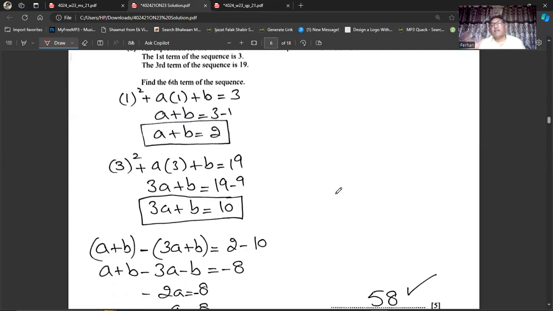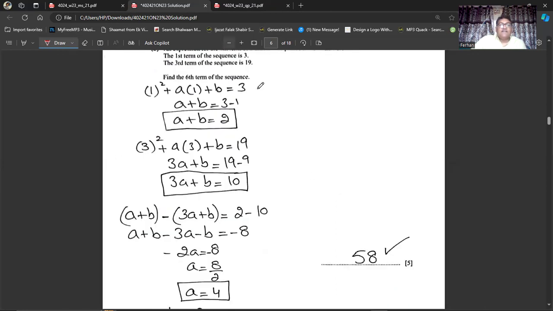So from the left side, I will subtract the left side. From the right side, I will subtract the right side. So you will have a plus b minus bracket start 3a plus b bracket close equals, from the right side, subtract the right side, so 2 minus 10. So you will have a plus b minus 3a minus b equals minus 8. Plus b minus b will cancel. So you will have minus 2a equals minus 8, and a will be equal to 8 by 2, so a equals 4.